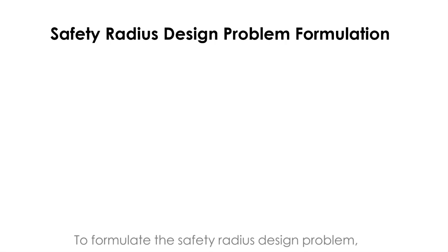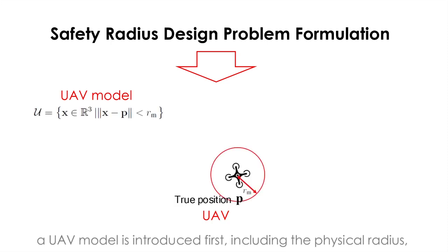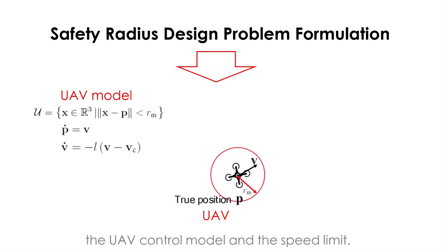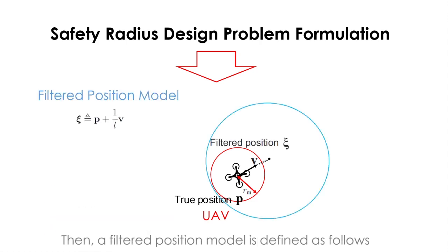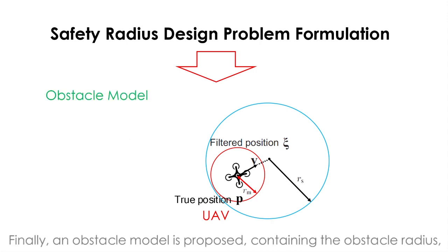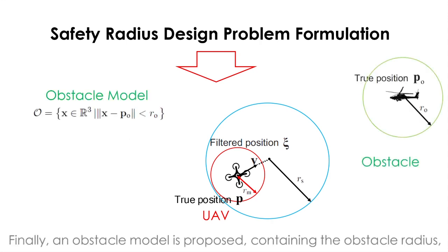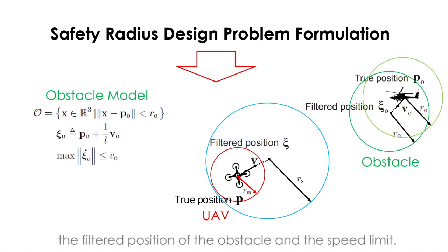To formulate the safety radius design problem, a UAV model is introduced first, including the physical radius, the UAV control model and the speed limit. Then, a filtered position model is defined as follows by considering the velocity. Finally, an obstacle model is proposed containing the obstacle radius, the filtered position of the obstacle and the speed limit.